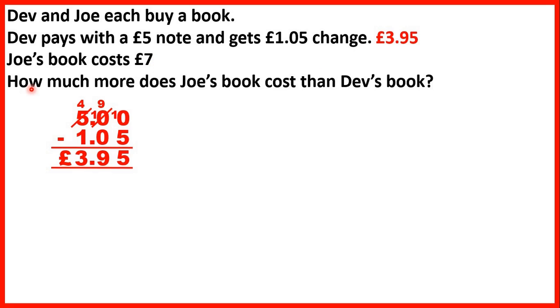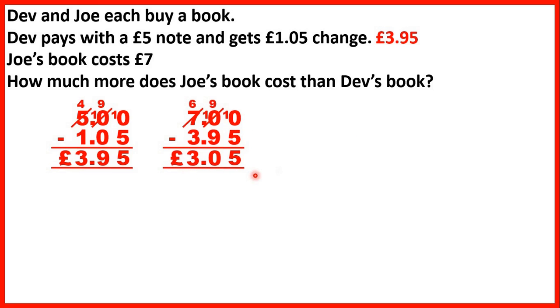and because the question says how much more, we know that we need to find the difference. £7 minus £3.95 is £3.05. £7 is £3.05 more than £3.95.